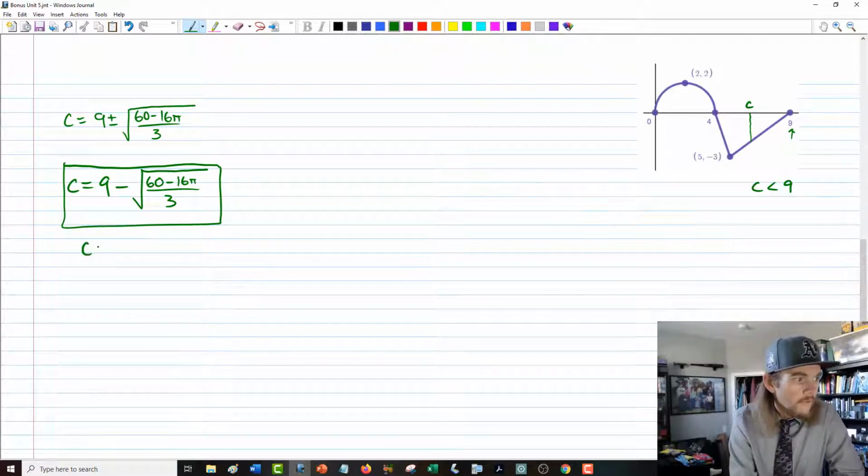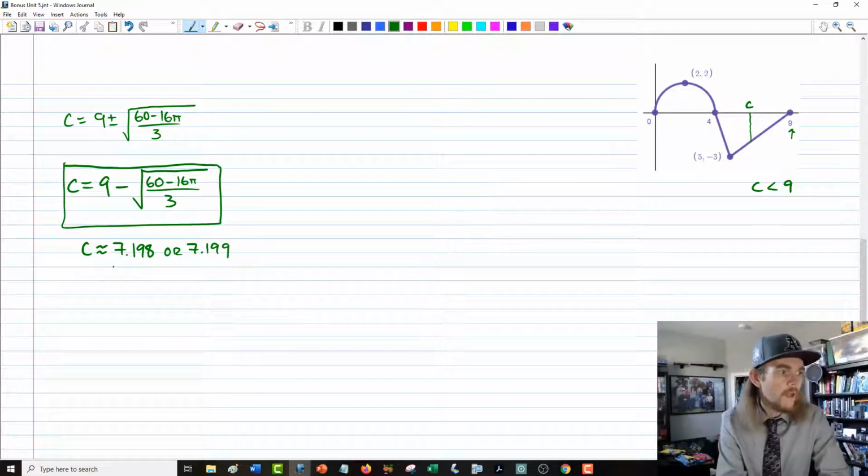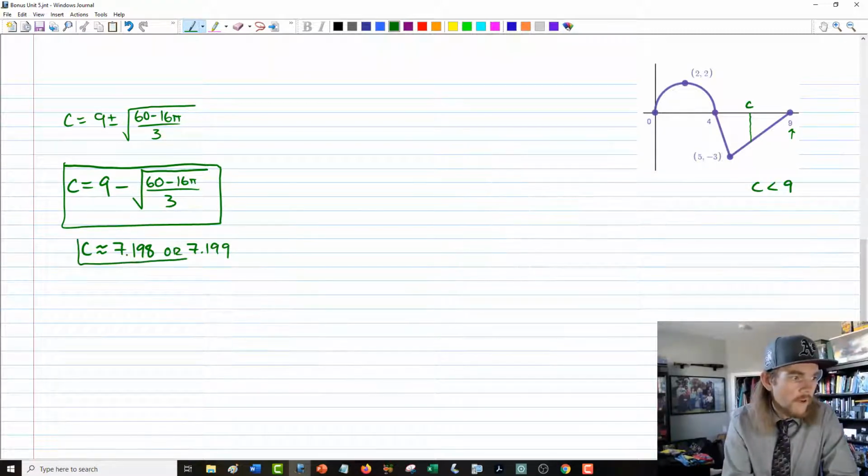we're looking for. If we're looking for the approximation that Kevin got, that is 7.198, or you could go, I think 7.199 is appropriate as well, depending on whether you're truncating or rounding. So there's our answer. Good stuff. We have our answer.